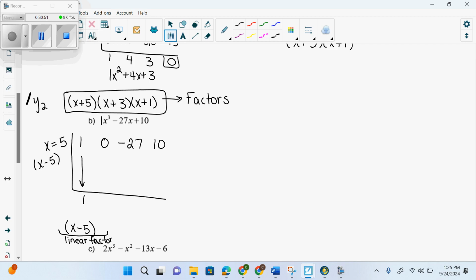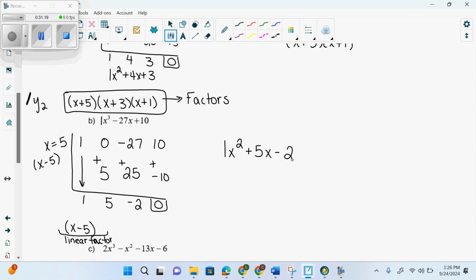Okay, let's keep going. 5 times 1 is 5. Add it, we get 5. And I need to multiply. 5 times 5 is 25. Add it, negative 2. 5 times negative 2 is negative 10. Add it is 0. And then I have to take 1 off. So this is x cubed, this is x squared. So I get 1x squared plus 5x minus 2.